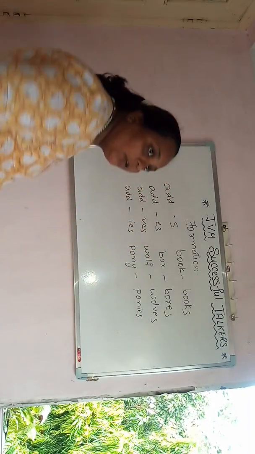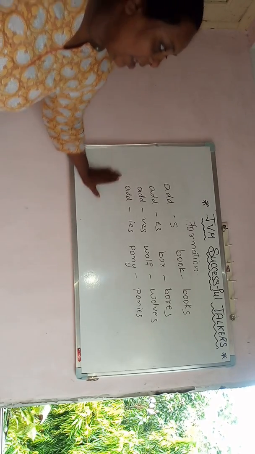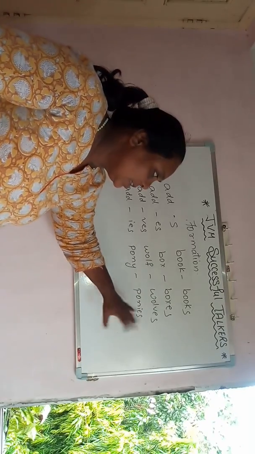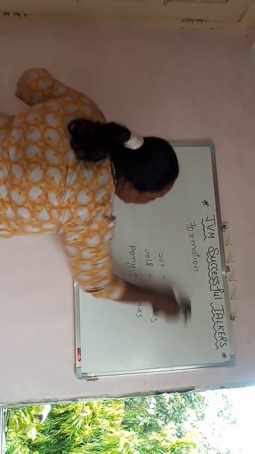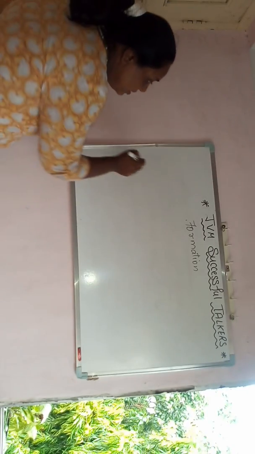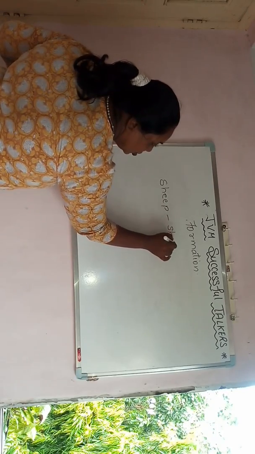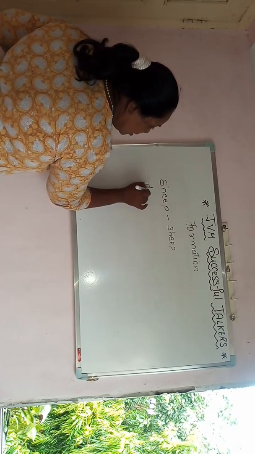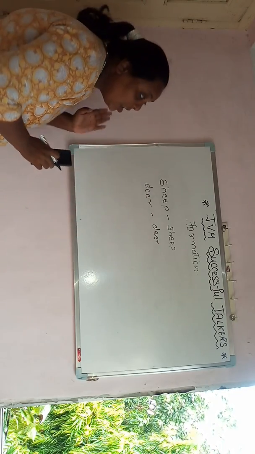But in some words, the word remains the same. For example, sheep. In plural also we will write sheep. Deer, we will write deer. Some irregular words are also there. Irregular words are also there.